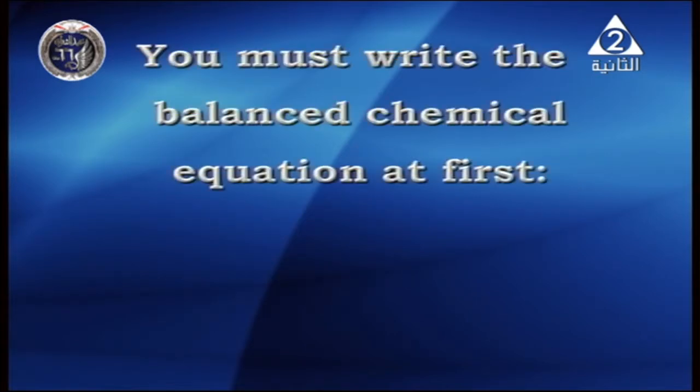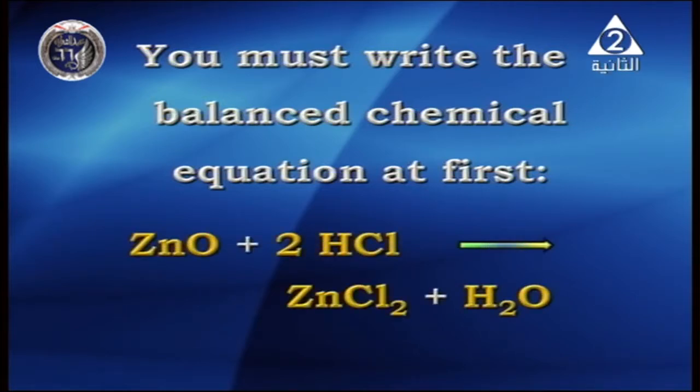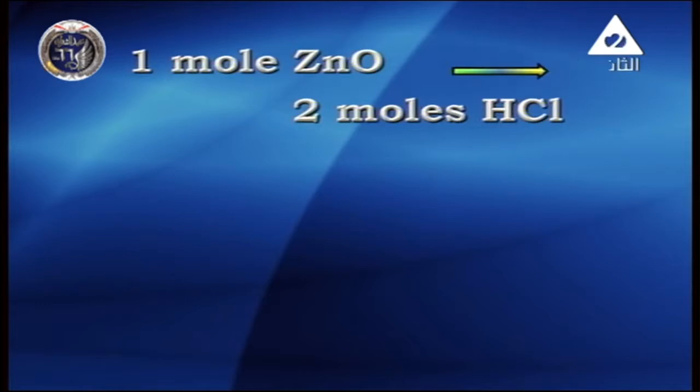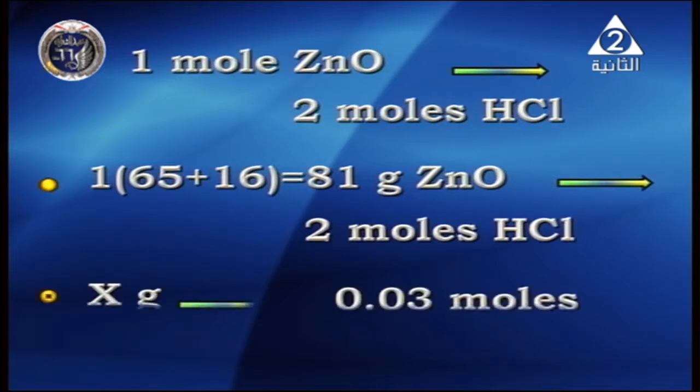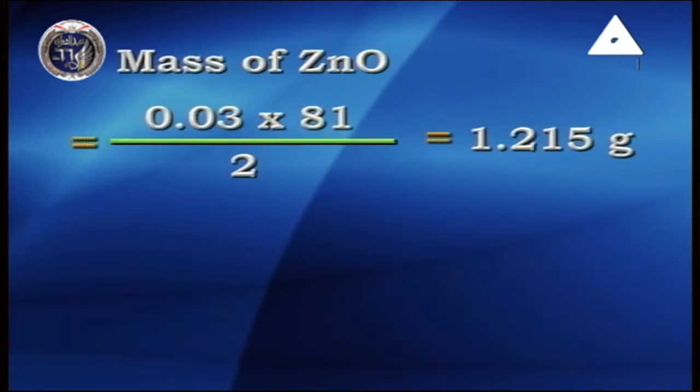So you must write the balanced equation at first. Zinc oxide plus 2HCl gives zinc chloride plus water. So 1 mole of zinc oxide reacts with 2 moles of hydrochloric acid. So 1 times 65 plus 16 equals 81 gram of zinc oxide reacts with 2 moles of HCl. So x gram of zinc oxide reacts with 0.03 moles of hydrochloric acid. So the x gram, or mass of zinc oxide, equals 0.03 times 81 over 2 equals 1.215 gram.